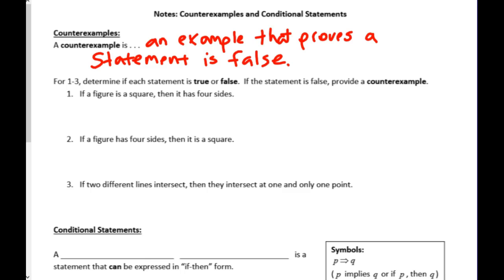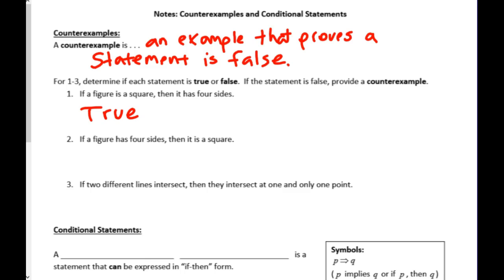Now, these next 3 are like the warm-up, except you're going to tell me, is it true or false? If it's false, then you write the counterexample, okay? On number 1, it says, if a figure is a square, then it has 4 sides. Is that always true? Can you think of a square that does not have 4 sides? Exactly. All squares have 4 sides, right? So is that true or false? True. Okay, write it down. You can put T.